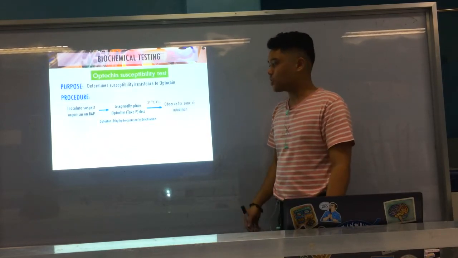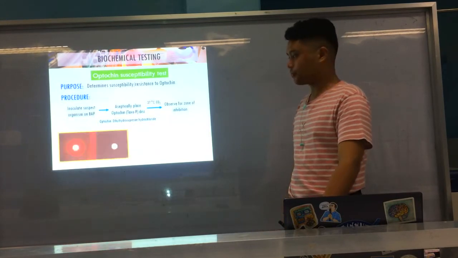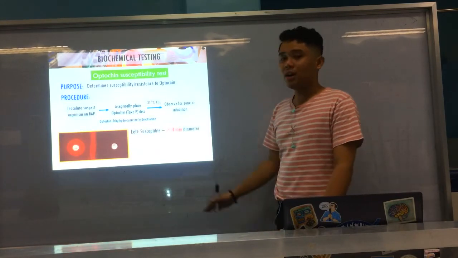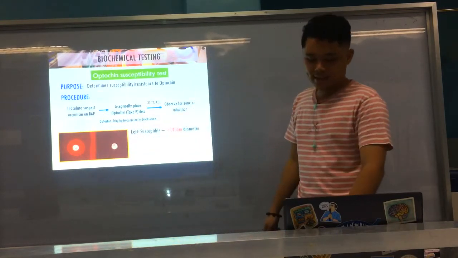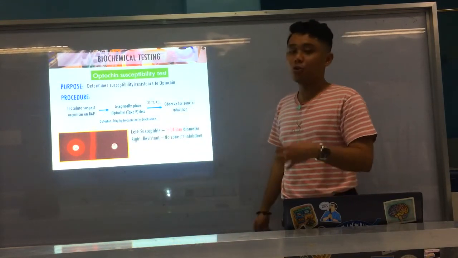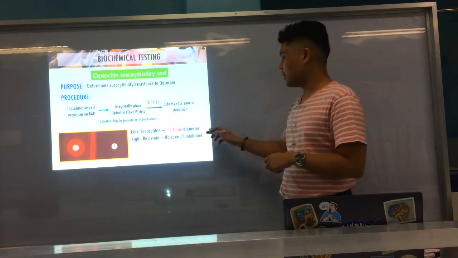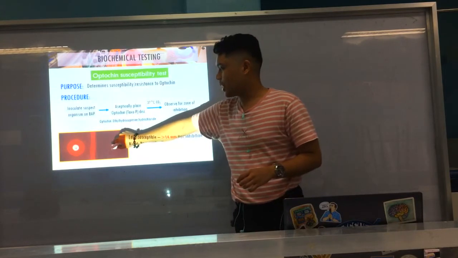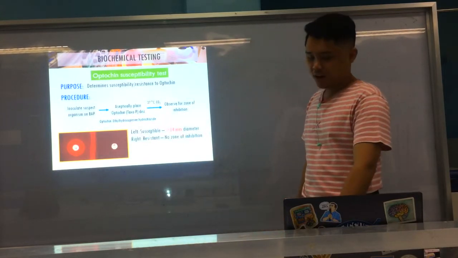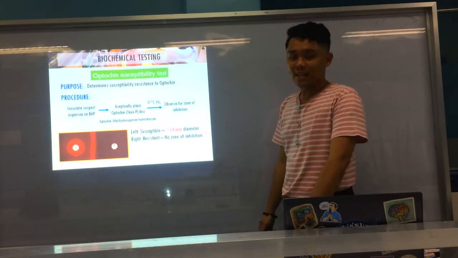And still the same, we observe for the zone of inhibition. It is susceptible if the diameter is greater than 14 millimeters, and negative or resistant if there's no zone of inhibition, meaning the diameter is 6 millimeters. We just measure the diameter of the disc. All right, so whichever is sensitive to this, it's Strep pneumoniae.